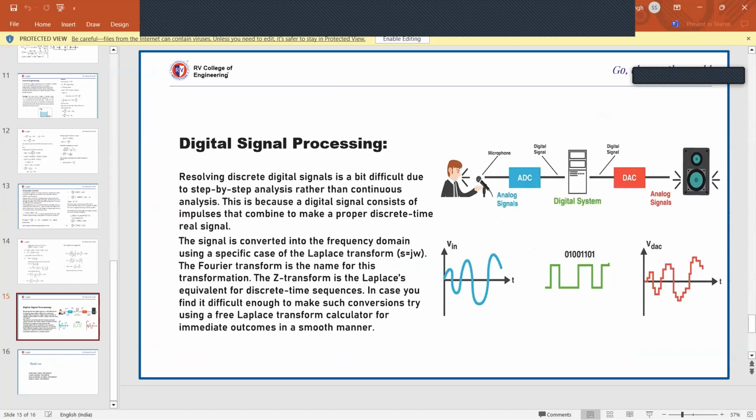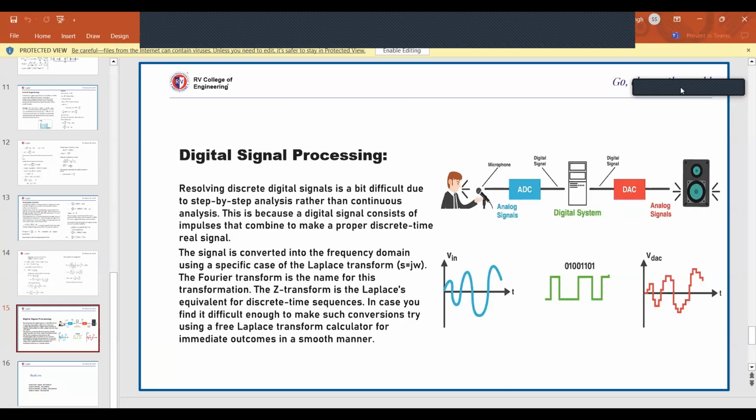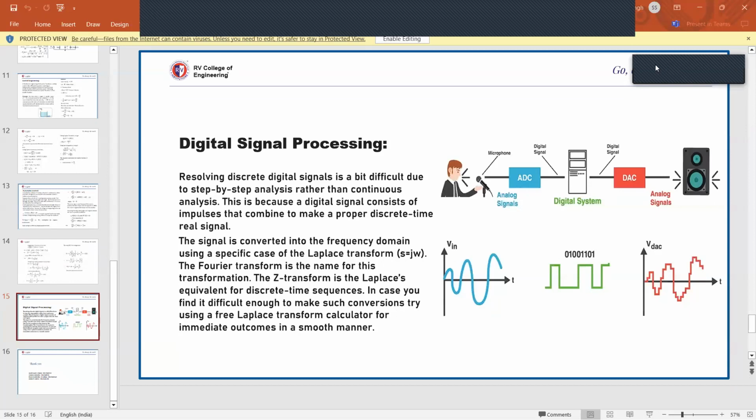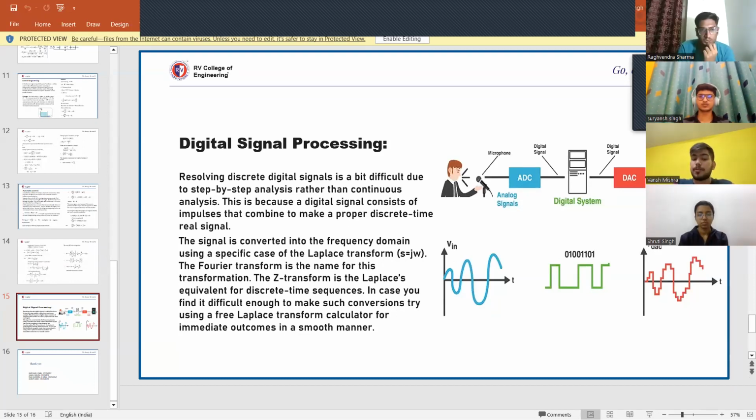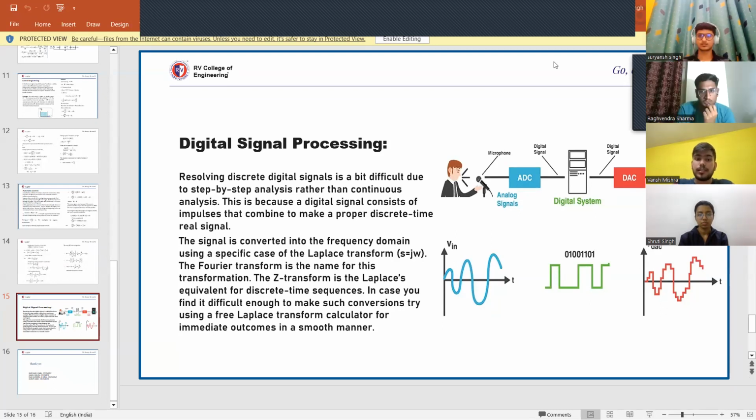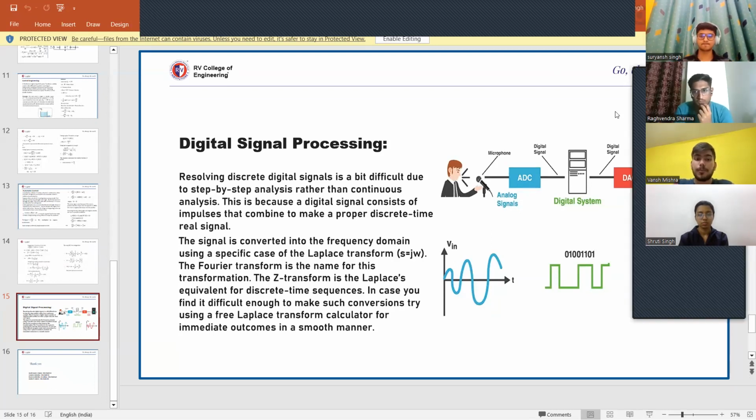And the other application of Laplace equation is digital signal processing. Solving a discrete digital signal is a bit difficult due to the step-by-step analysis versus continuous analysis. This is because the digital signal can be broken down into small parts, and a small part can be called an impulse, which can be a proper time-dependent function.